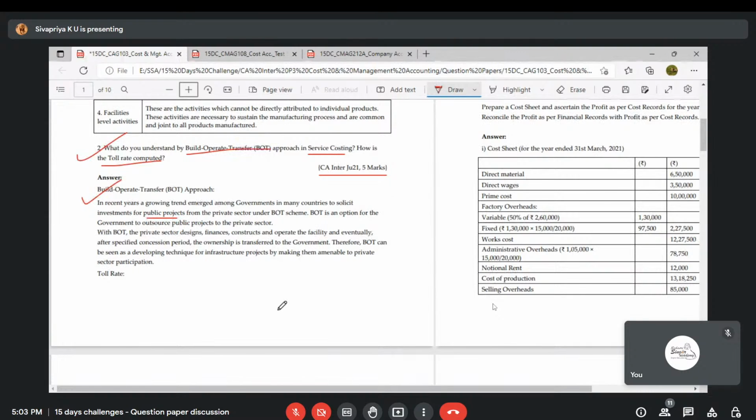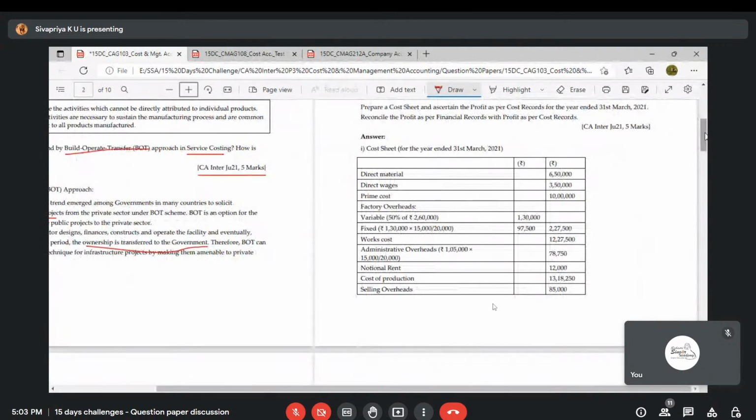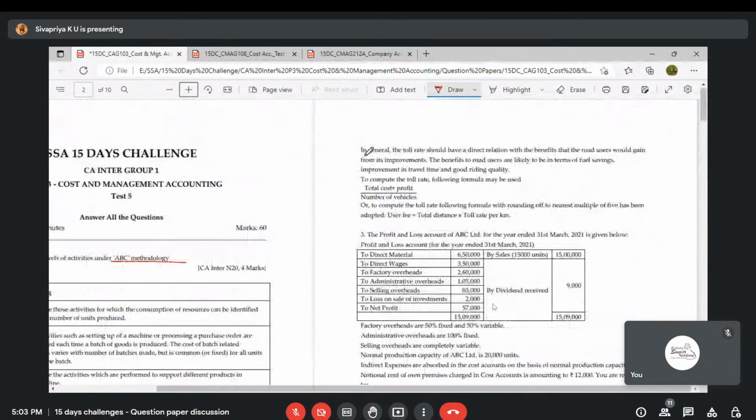First build பண்ணுவாங்க and then அதை operate பண்ணிட்டு transfer. So ownership will be transferred to government. Then toll rate. How this toll rate is calculated? அதோட calculation என்ன அப்படிங்கிறது. So இது எல்லாத்துமே you have to explain in 3 to 4 lines.